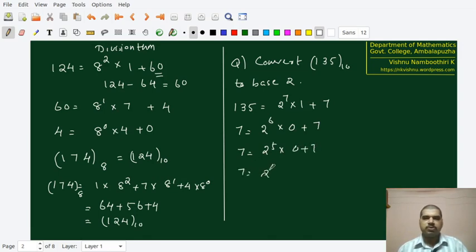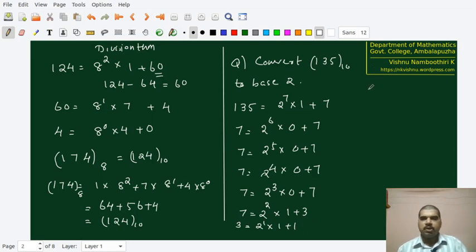7 equals 2 raised to 4 into 0 plus 7. 7 equals, we have to come down to all the powers of 2, 2 raised to 3 into 0 plus 7, and 7 equals, now we are in a better situation, 2 squared into 1 plus 3. Now going down further, 3 equals 2 raised to 1 into 1 plus 1, and one more step, that is 1 equals 2 raised to 0 into 1 plus 0.